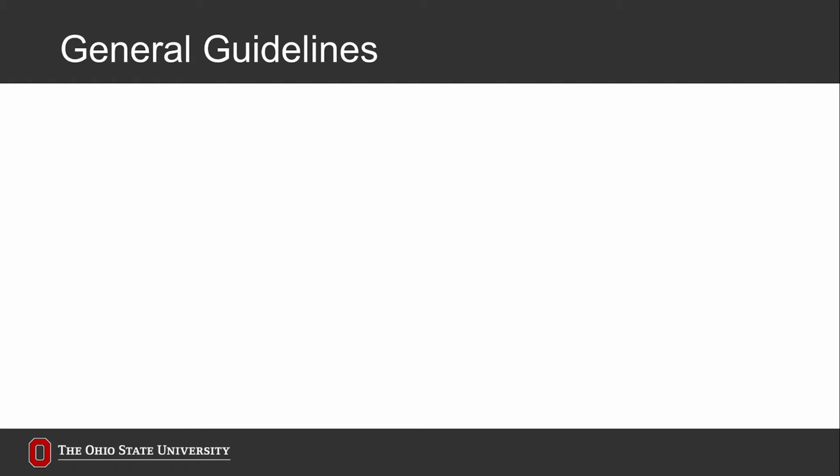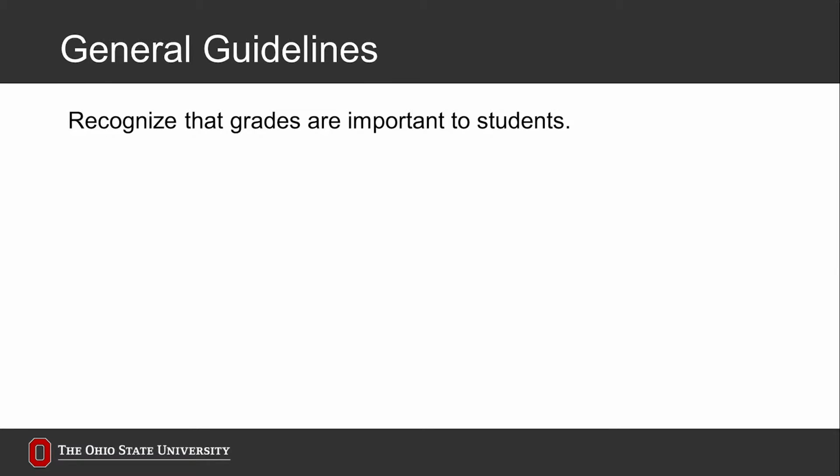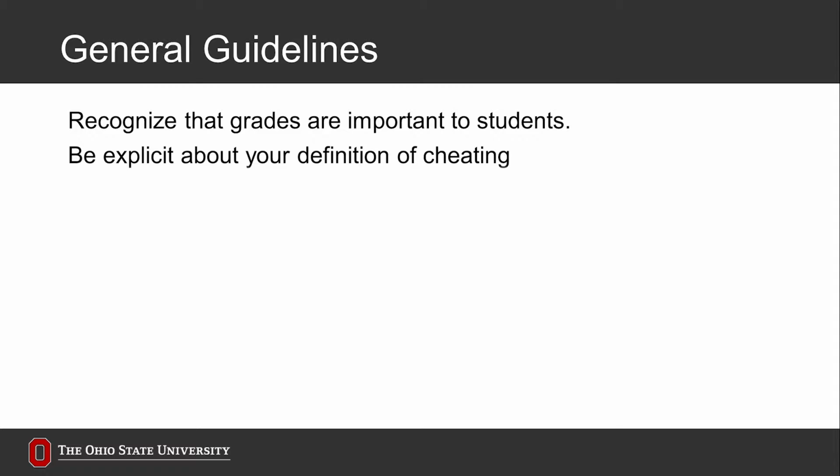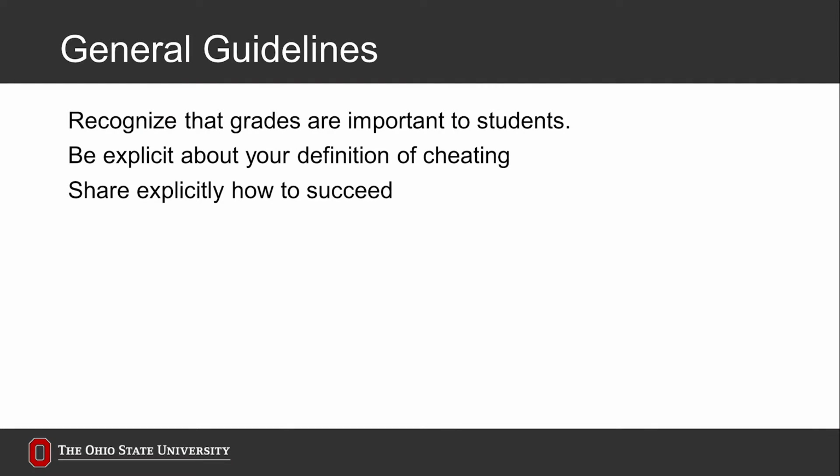Some general guidelines, then, to think about. Recognize that grades are important to students. They may fear that the score they earn on your assignment may literally change the course of their careers. Be explicit about your definition of cheating, and remember that this may change depending on the assignment. For example, group projects might have a very different definition than an in-class exam. In our ever-connected internet world, students have changing ideas about the ownership of knowledge, how to properly cite, and what collaboration means.